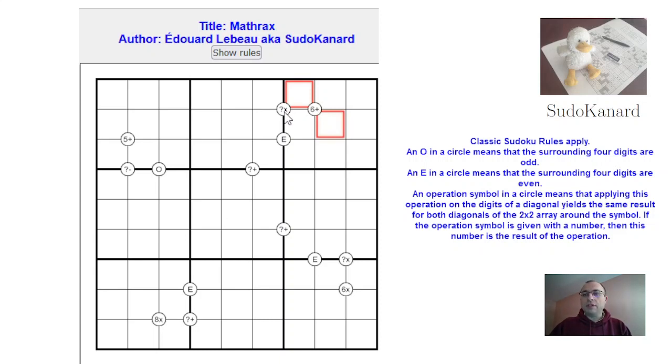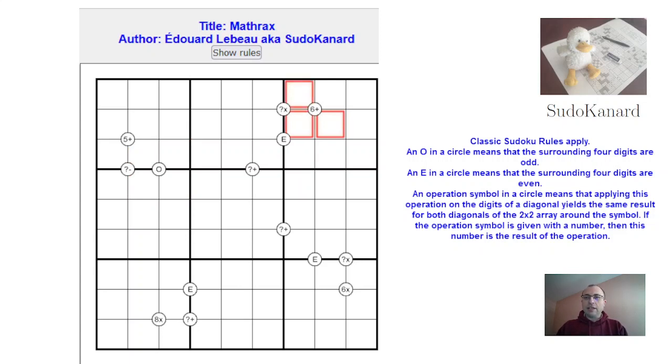If the total is replaced by a question mark, it means that this total has to be determined. But here, the product of those two digits is the same as the product of those two digits. And an E means that all digits around the E are evens. All four digits here are evens. And here, O means that they are odd. And that's it. And with that, the rules of Sudoku apply.